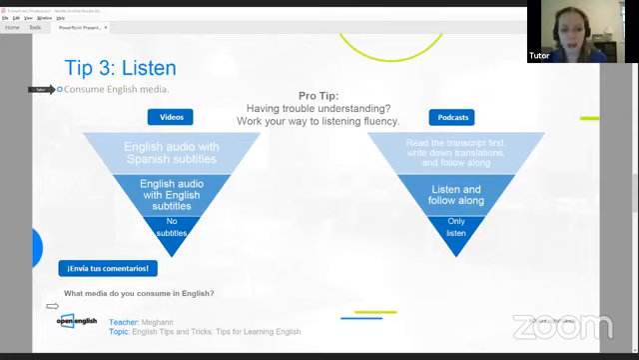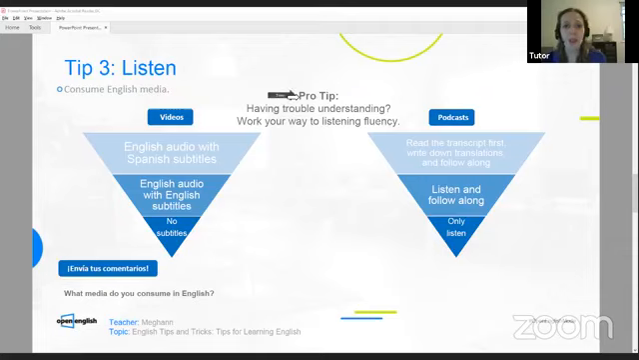Our tip here is consume English media. Envía tus comentarios. What media do you consume in English? How can you practice listening to English? Envía tus comentarios y tus ideas. Voy a leer más información. Send your ideas. I will read more information.